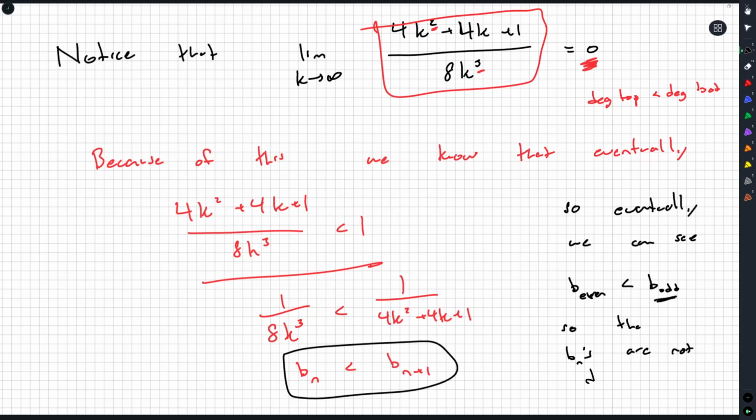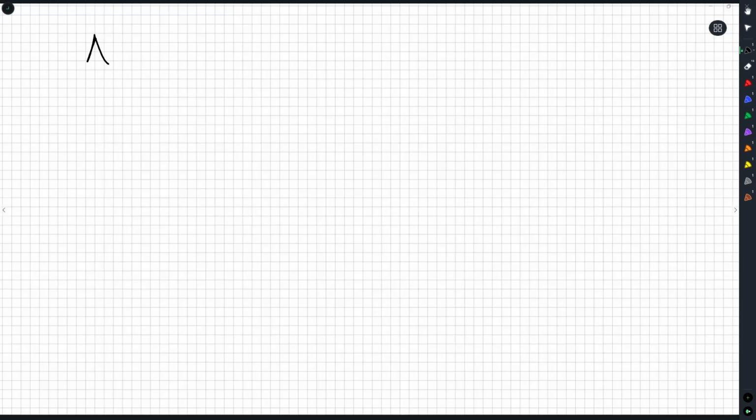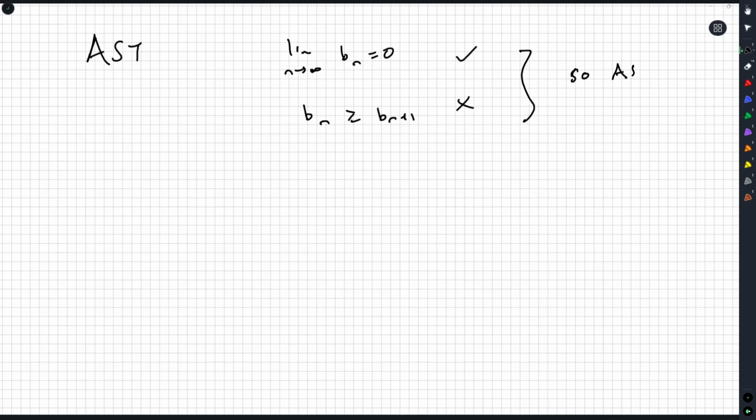But the bn's are not decreasing, and that is the other condition of the AST, and that one clearly fails. We don't have that they're decreasing, so the bn's are not decreasing. So we can conclude that for the alternating series test, while it is true that the limit of the bn's is 0, which we didn't really need to justify if we had done the convergence part of this question before, the bn's decreasing is not true. So the alternating series test fails to apply, which is probably the best way to say it.